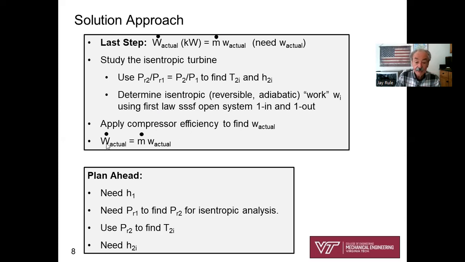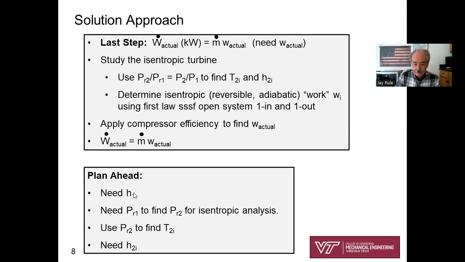Then, once we've got w actual, we'll multiply by the mass flow rate to get W dot actual. And one thing I forgot to mention on our approach is that we've got to go back and use the first law once we have w actual to back calculate T2 actual. And that'll be easy.